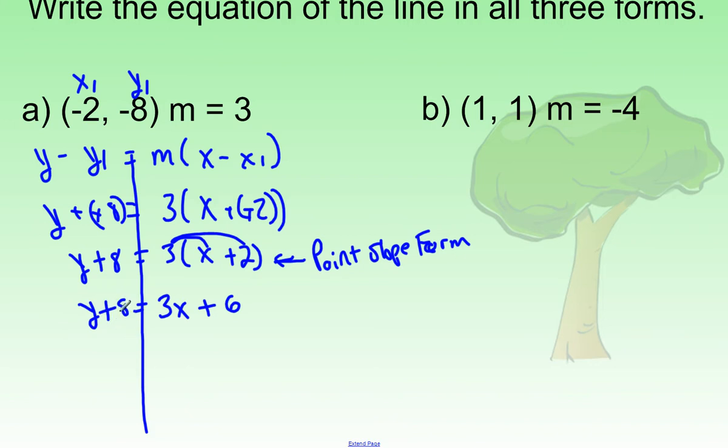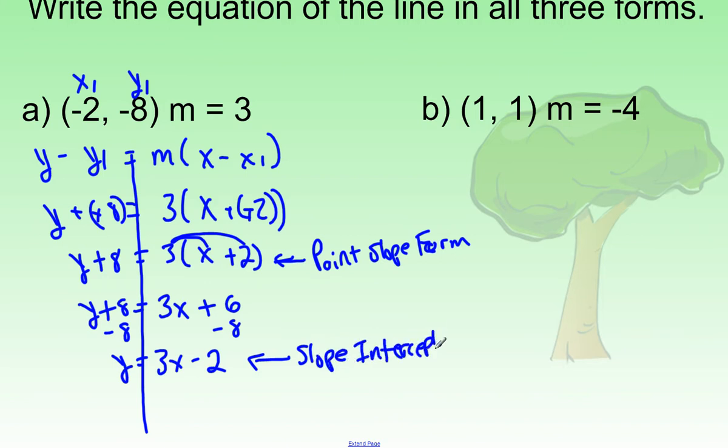Now when I kick this 8 out, minus 8 on both sides, I have y equals 3x minus 2. This is the same equation, but in slope intercept form. So the slope is still 3. The intercept is negative 2.